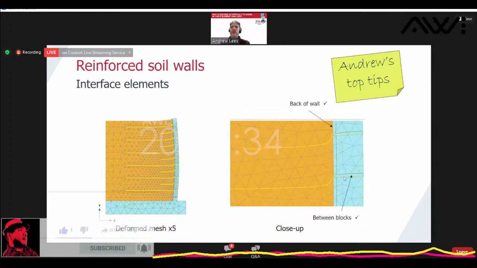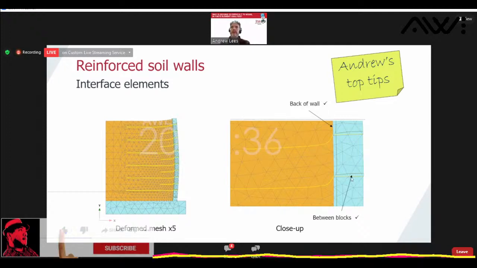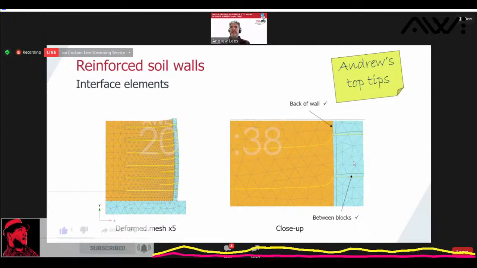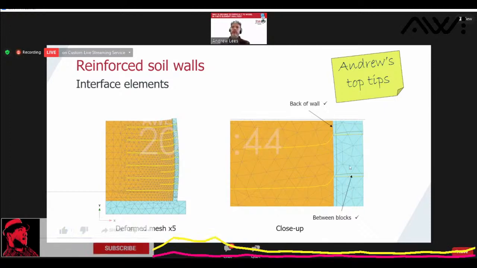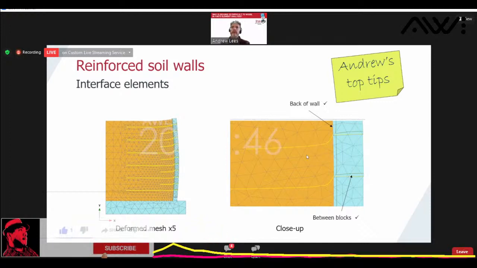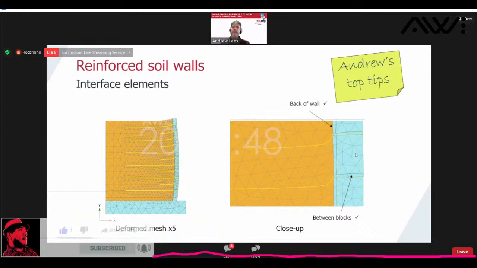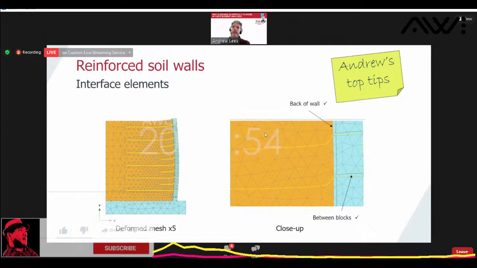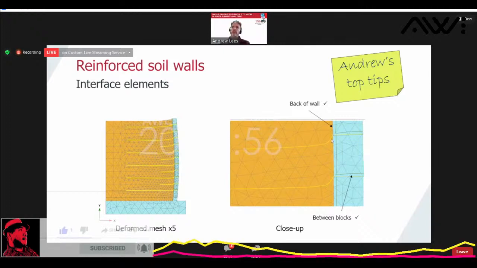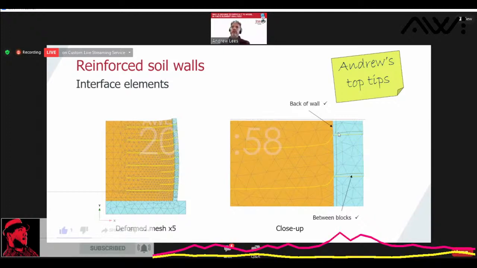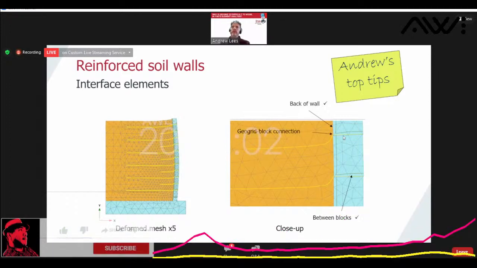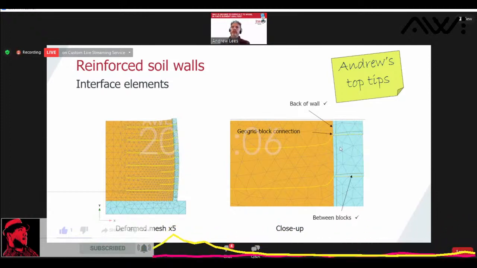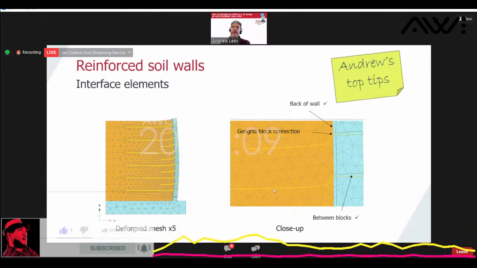You need them between the blocks as well to model that. As I said before, when the wall gets higher, it's all in compression and it's not so important. But early on, there could be some movement between these blocks when there isn't much self-weight. Be careful with the connection between the geogrid and the block, because if you're putting interface elements here, if you're not careful, the geogrid won't be connected to the block. So just be careful with that. It's a good idea to extend it along here, just make sure that it is connected.